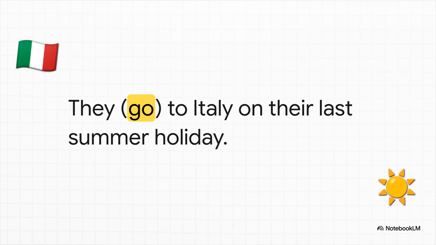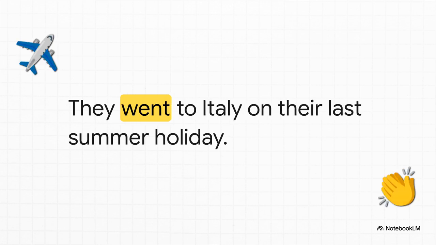And how about the word go? What did they do on their holiday? This is probably one of the most common irregular verbs out there. Perfect, they went to Italy. So now you know how to talk about what did happen. But what about asking questions or talking about things that didn't happen?